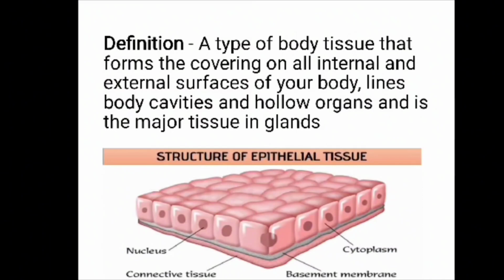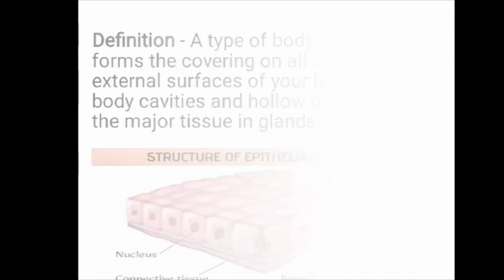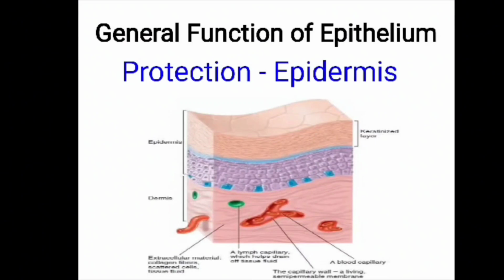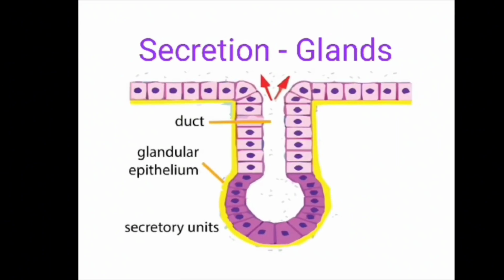Structure of epithelium: here you can see that it is closely packed, arranged cells which have very little intercellular space, and they cover the body surface. So the general function of epithelium will be protection, that you can see in skin, also called epidermis. Then next will be secretion, that is present in glands, exocrine and endocrine glands.